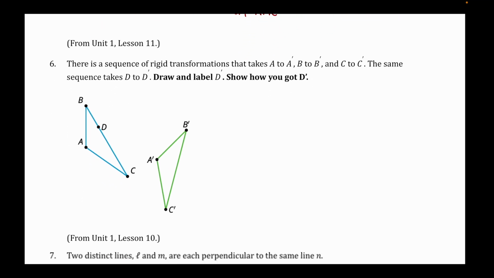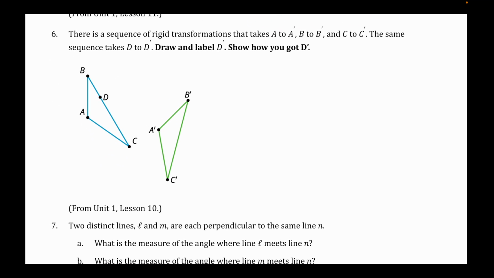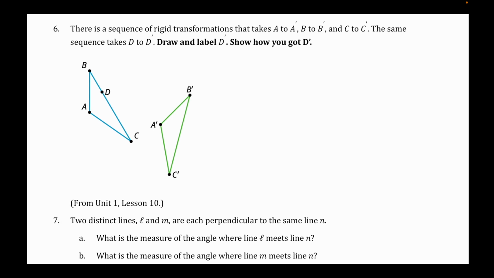Okay, so question 6. This tells us there is a sequence of rigid transformations that takes A to A prime, B to B prime, and C to C prime. And the same sequence takes D to D prime. So we're going to draw and label D and then show how we got it. Well, if there is a sequence of rigid transformations that takes these points to these other points, we know that means they're congruent. So D prime should have about the same space and be in the same relative location as D is to the rest of this diagram.